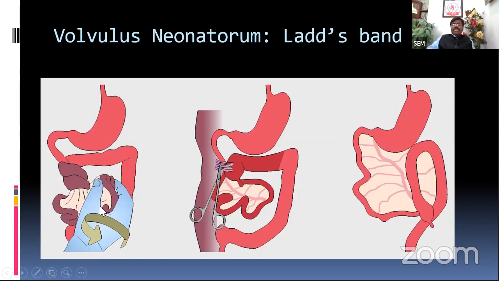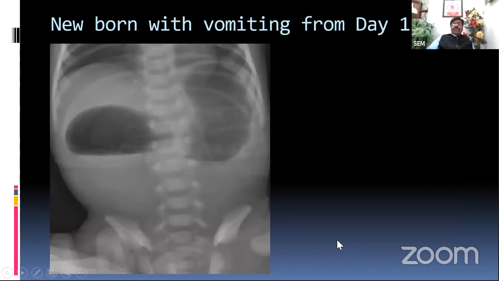If they are very close to each other, like here with a Ladd's band, this part goes for the malrotation. So the treatment is division of Ladd's band, and then keeping the small bowel on the right, large bowel on the left, is the operation of choice for a patient with a malrotated small bowel presenting as volvulus neonatorum. Okay, this is a very small, 2-mark question they might ask you. Please understand Ladd's band.